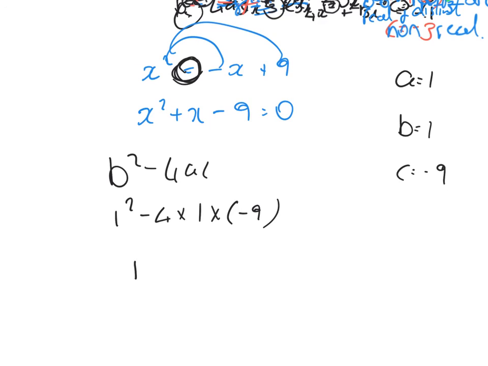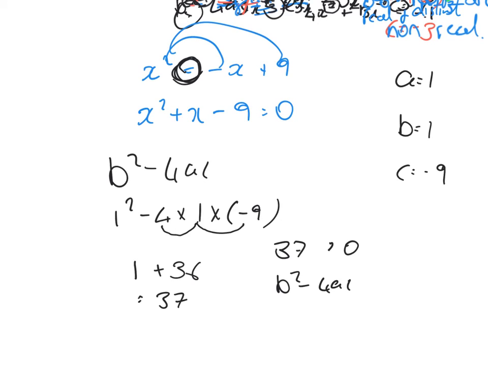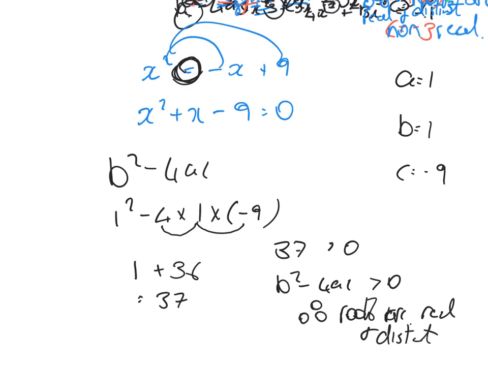1 squared is 1. Minus 4 times 1 is minus 4. Minus 4 times minus 9 is plus 36. That's 37. 37 is greater than 0. b squared minus 4ac is greater than 0. Therefore, roots are real and distinct.